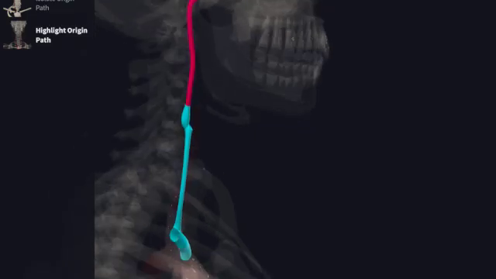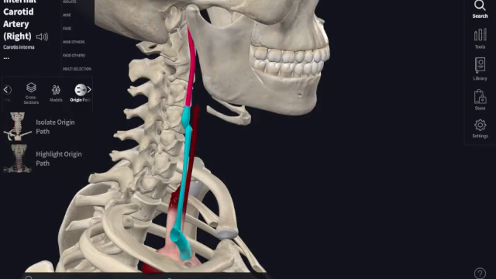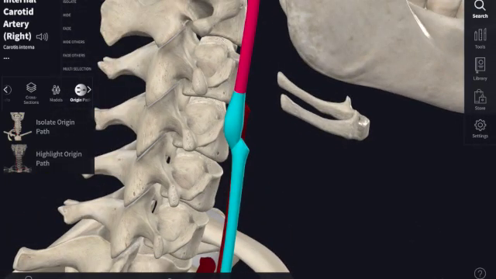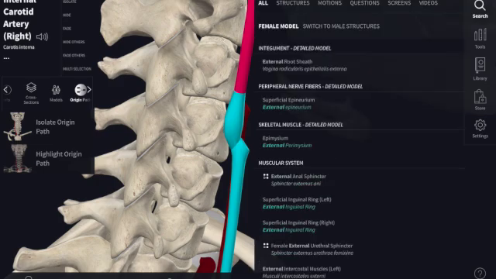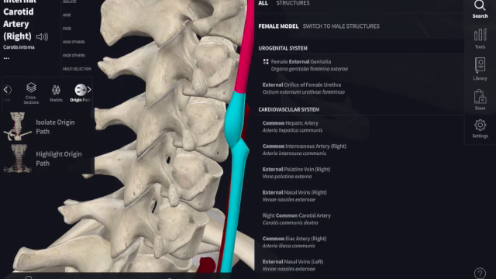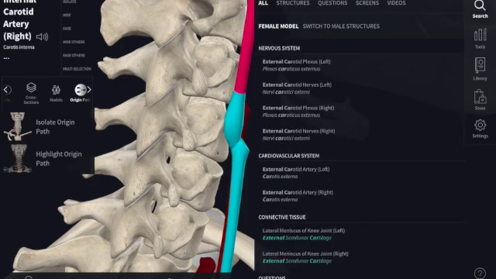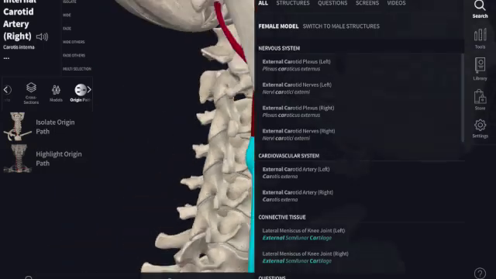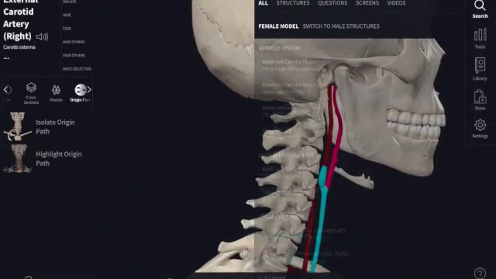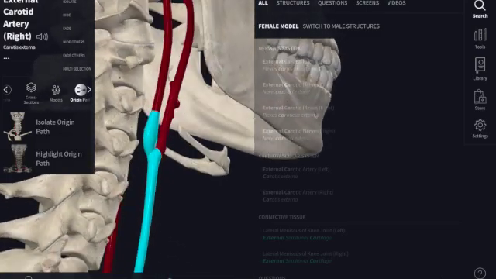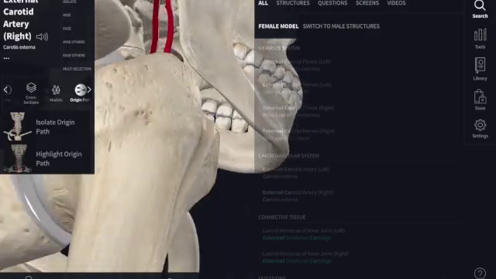Okay. Let's come back here. Now let's do the anterior bifurcation. That's going to be the external carotid artery. Oh, not common, external carotid. Helps to put the right stuff in. Okay, now we can kind of see that it's coming up on the outside.